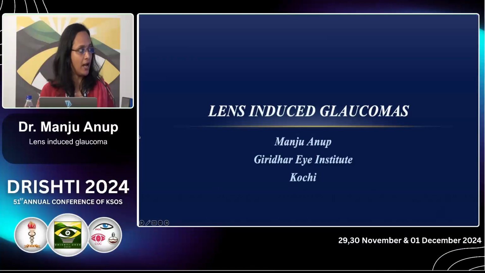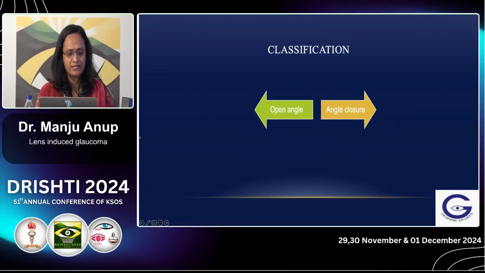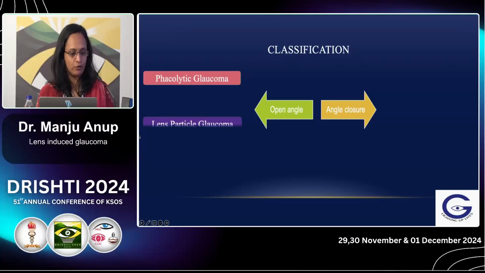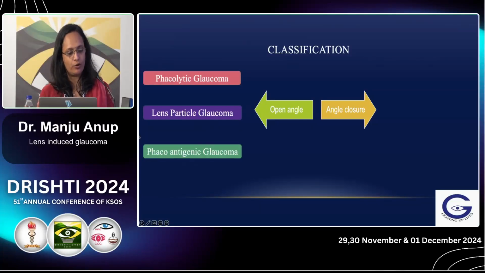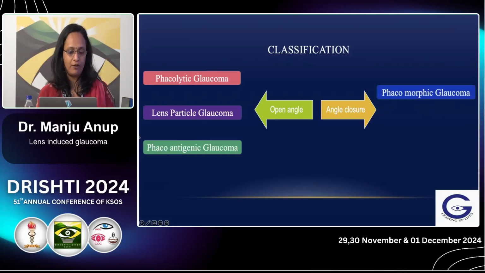Very good evening. I'll be talking on lens-induced glaucomas. Based on the mechanism, lens-induced glaucomas can be classified into open angle and angle closure glaucomas. In the open angle group, the important ones are phacolytic glaucoma, lens particle glaucoma, and phacoantigenic glaucoma. In the angle closure group, we have phacomorphic glaucoma and glaucomas associated with ectopia lentis.